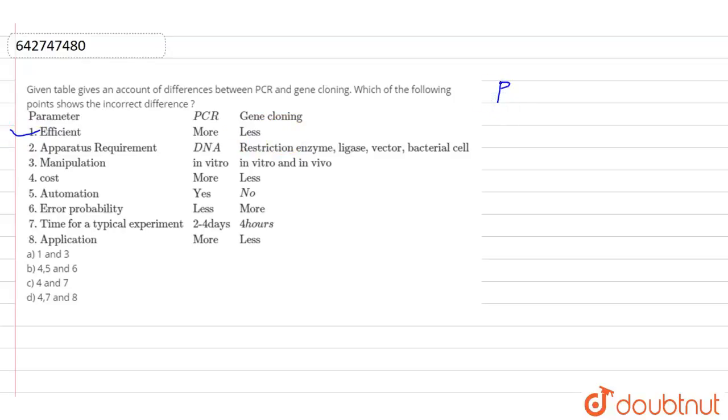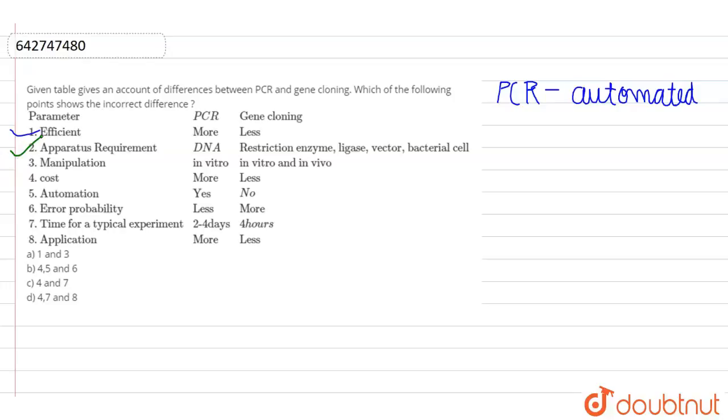So for PCR we have machines. PCR is an automated process. It requires very less human effort as compared to gene cloning. So PCR is more efficient. So this point is correct. Now the second statement is based on apparatus requirement. It says that PCR requires DNA whereas gene cloning requires restriction enzyme, ligase, vector and bacterial cells. So this point of difference is also correct.